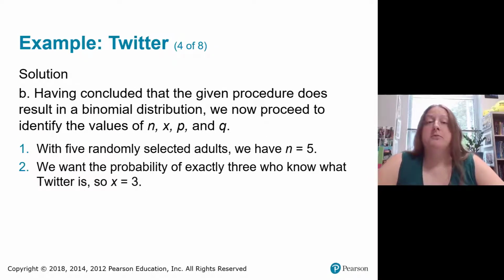So that means we can move on to B and we can figure out the values of these variables n, x, p, and q. So since we're randomly selecting 5 adults, n is going to be 5, that's our number of trials. And since we're interested in knowing the probability that exactly 3 of them know about Twitter, x is going to be 3, and in choosing x equals 3, we've now said that a success is going to be defined to be knowing about Twitter.